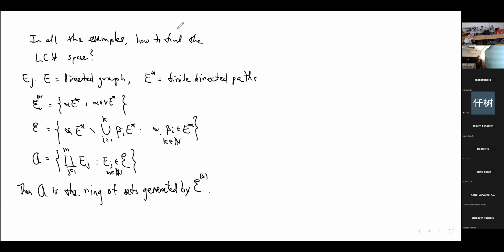So in general, E star belongs to this collection of sets A if and only if the locally compact space is actually compact. That happens if and only if the vertex set is finite. Exactly right. Unitality: the total thing is obtained by taking this finite union.